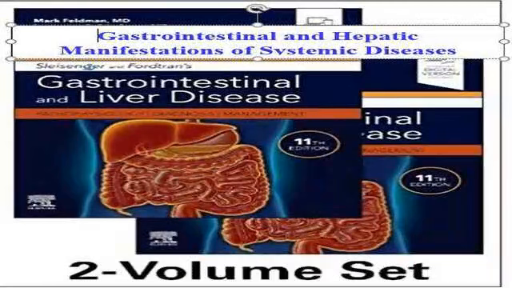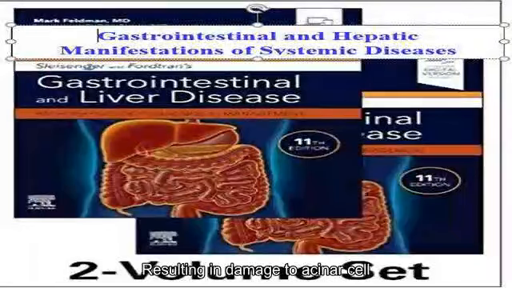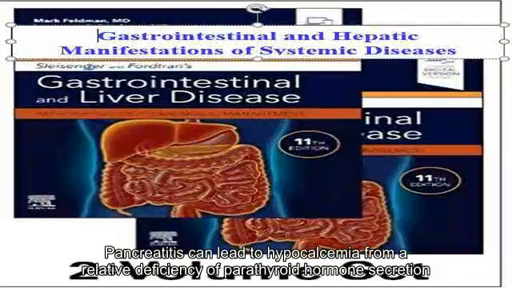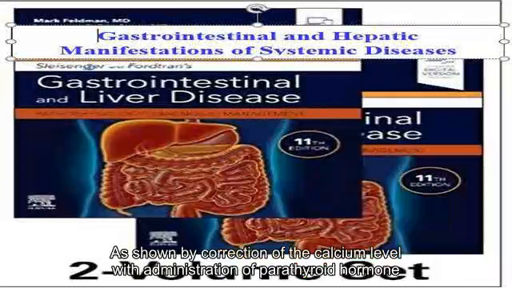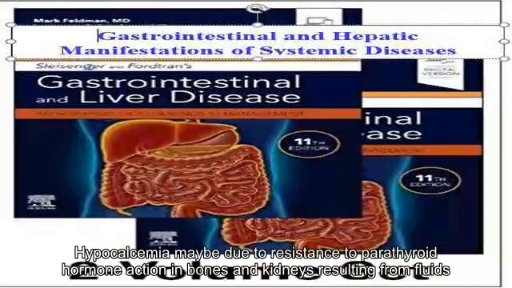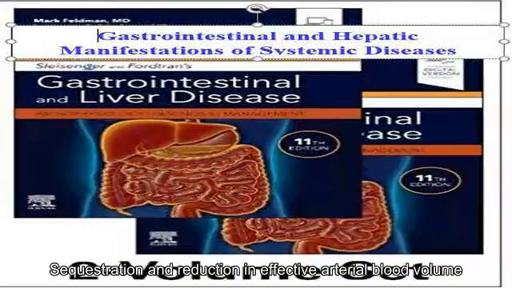In addition, calcium can promote conversion of trypsinogen to trypsin, resulting in damage to acinar cells. Conversely, acute, often severe, pancreatitis can lead to hypocalcemia from a relative deficiency of parathyroid hormone secretion, as shown by correction of the calcium level with administration of parathyroid hormone. In addition, the hypocalcemia may be due to resistance to parathyroid hormone action in bones and kidneys resulting from fluid sequestration and reduction in effective arterial blood volume.